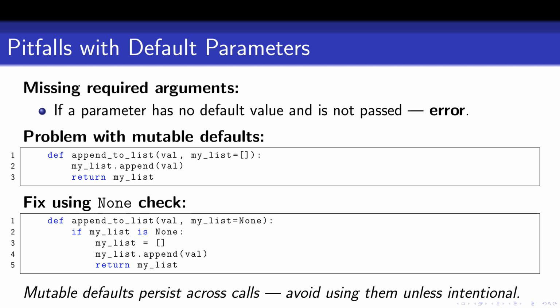This can cause the list to accumulate changes from previous calls, even when you expect it to be empty each time. The recommended pattern is to use None as the default value, and then create a new list inside the function if needed. This ensures a fresh list is used every time the function runs. Being aware of these subtle issues is part of writing robust, predictable Python code.